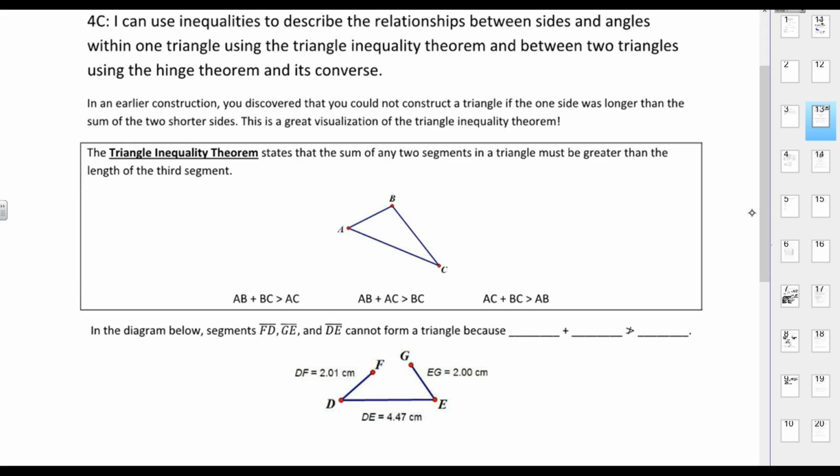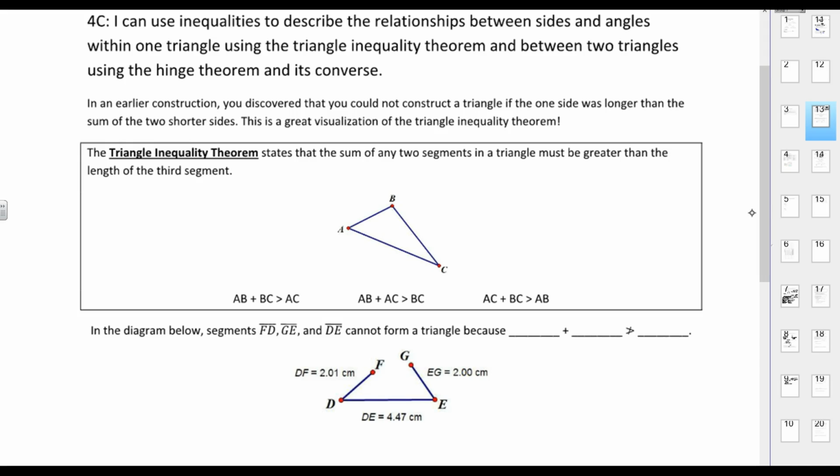So we did a construction back in Unit 2 where you tried to construct a triangle, and when you did it, you realized that you were unable to construct the triangle because two of your sides were so short that as you did the construction, you couldn't actually get them to meet. Well, that's actually a great visualization of the triangle inequality theorem. And the triangle inequality theorem states that the sum of any two segments in a triangle must be greater than the length of the third segment.